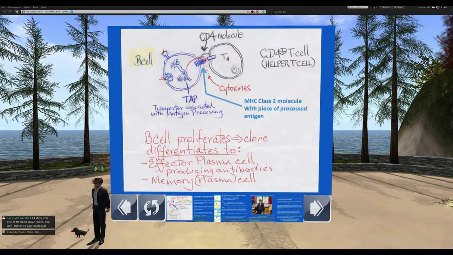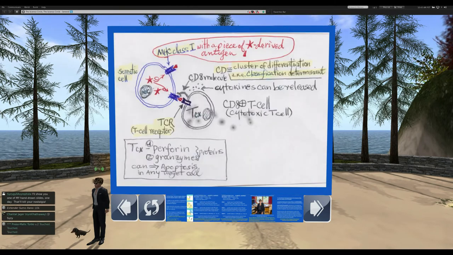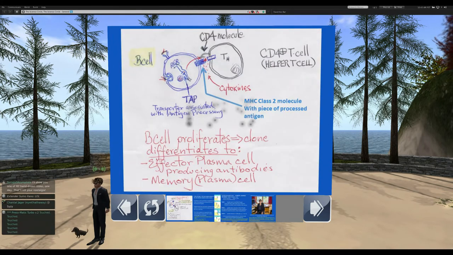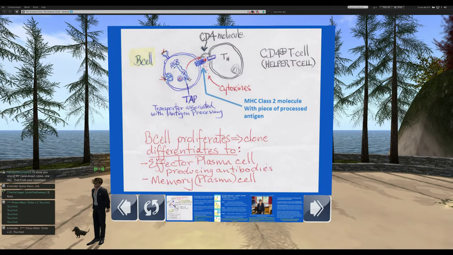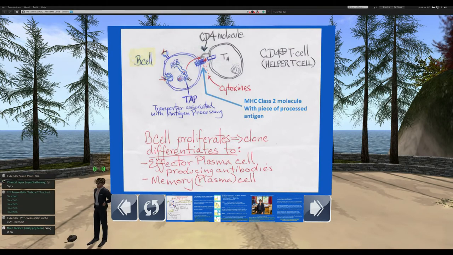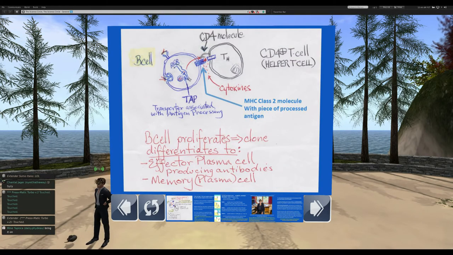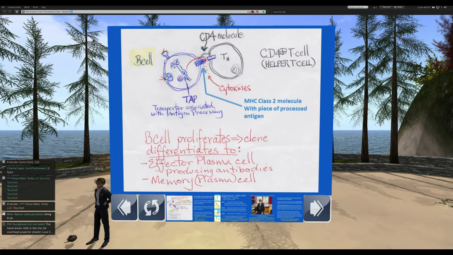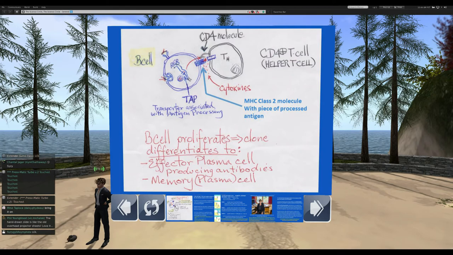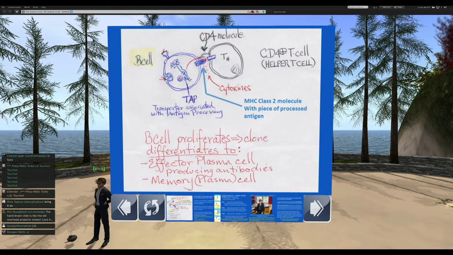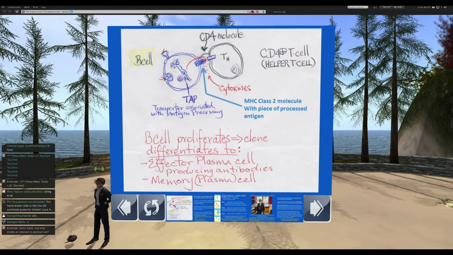The B cell is a good example. I hit it there. Of the three, the dendritic cells and the macrophages and the B cells are the antigen presenting cells in the immune system. That's a really important concept. And they all have these MHC class two molecules.